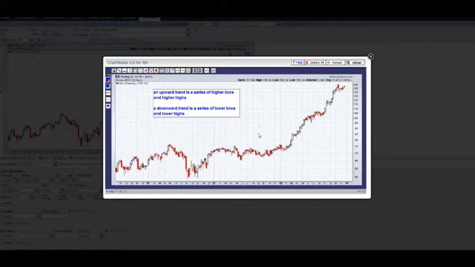And we could just draw lines and create trend lines, and some of them you could argue are arbitrary, some of them may have validity.